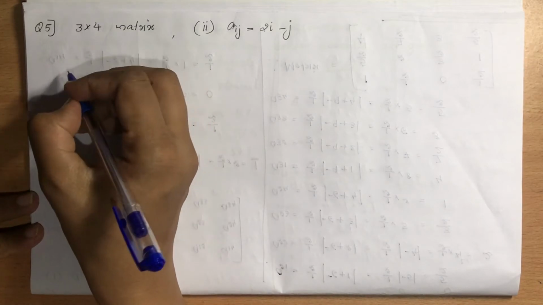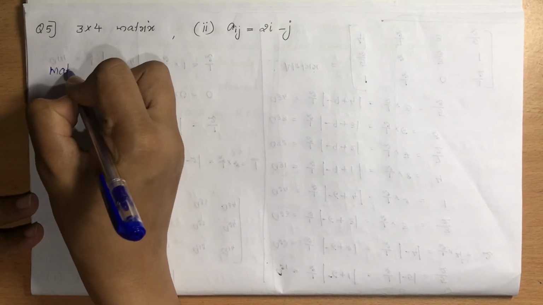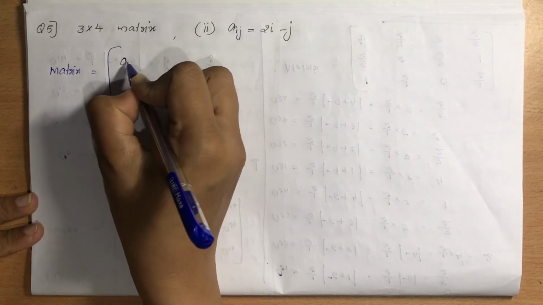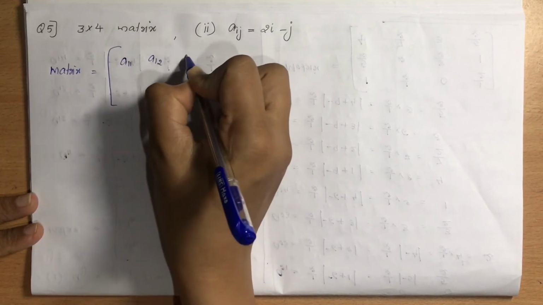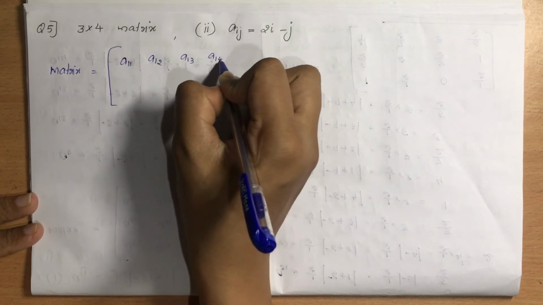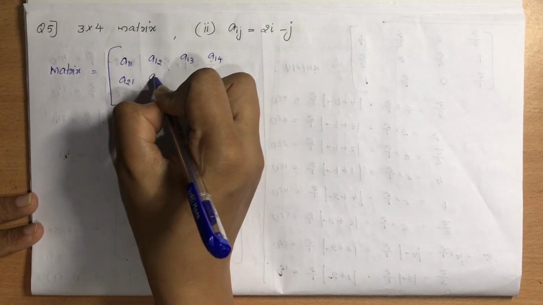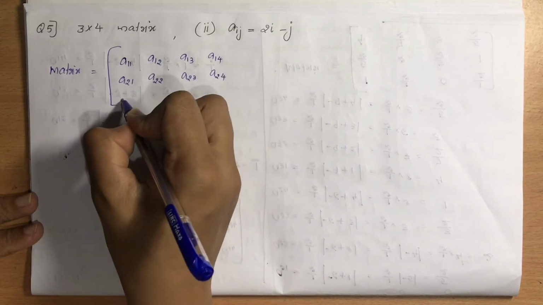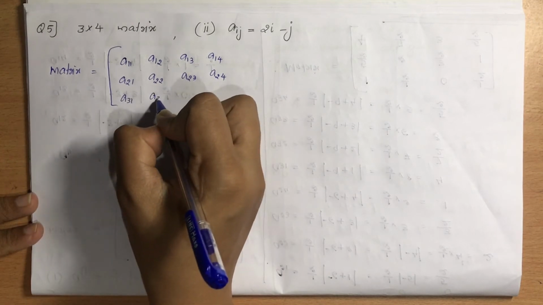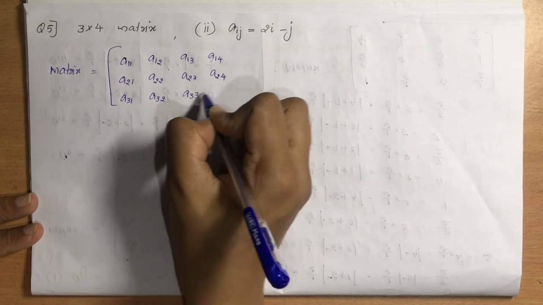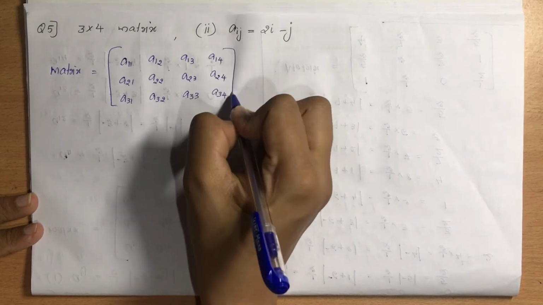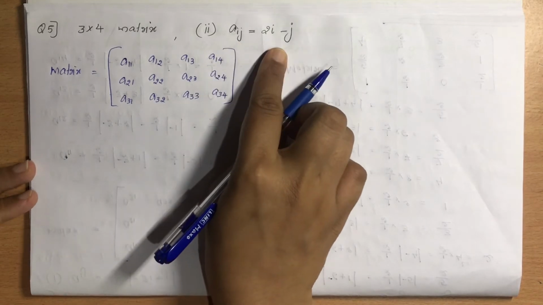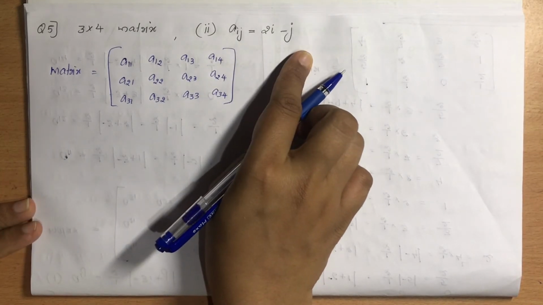This is a 3 by 4 matrix. So again we can write the matrix equal to 3 by 4, which means 3 rows, 4 columns: A11, A12, A13, A14, A21, A22, A23, A24, A31, A32, A33, A34. 3 rows, 4 columns. This is the required matrix, Aij equals 2i minus j. So each element we can find out.